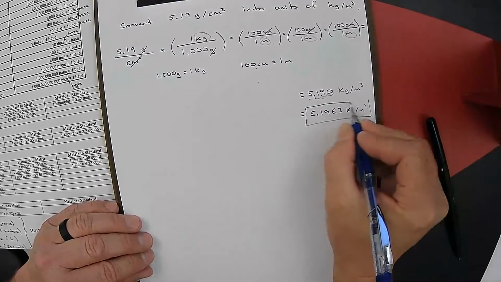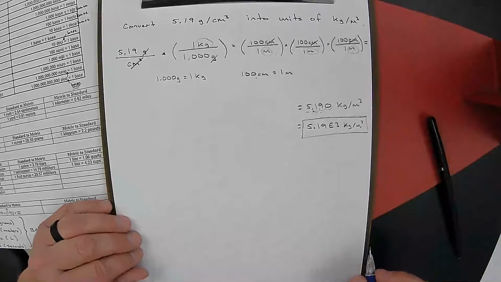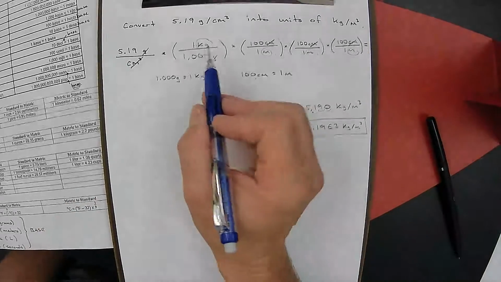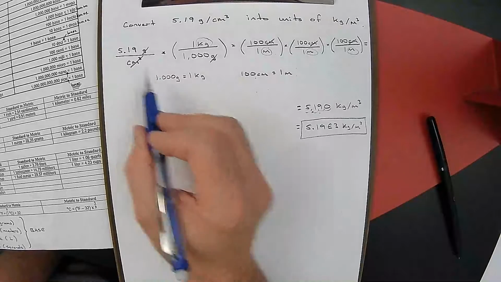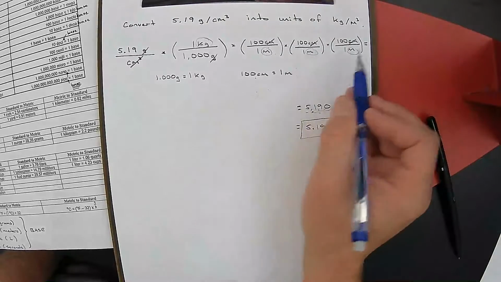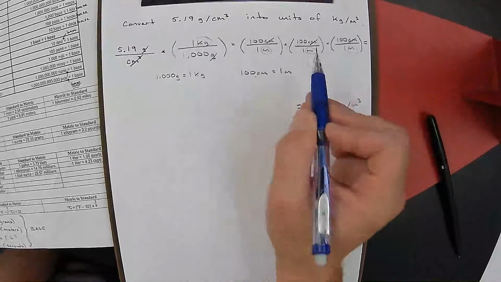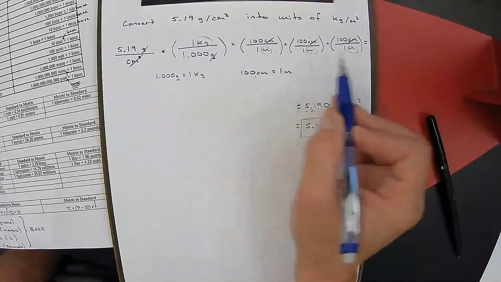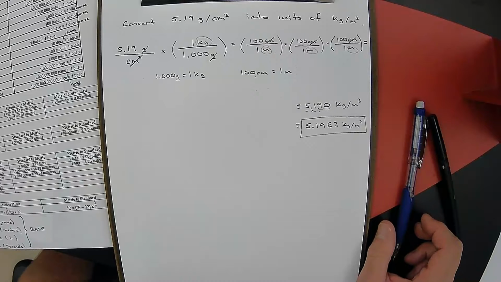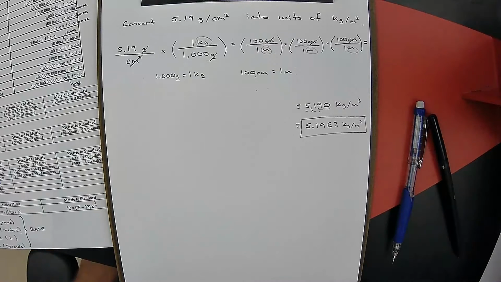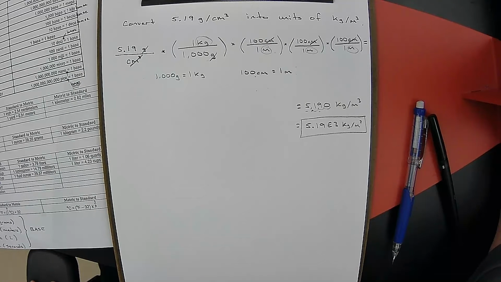Anytime we have a squared or a cubed, whether it's on the top or on the bottom, whatever conversion factor we're going to use to get rid of that unit, we're going to do it twice if it's a squared or 3 times if it's a cube. I hope this helps in understanding conversion factors with powers to the squared or cubed.